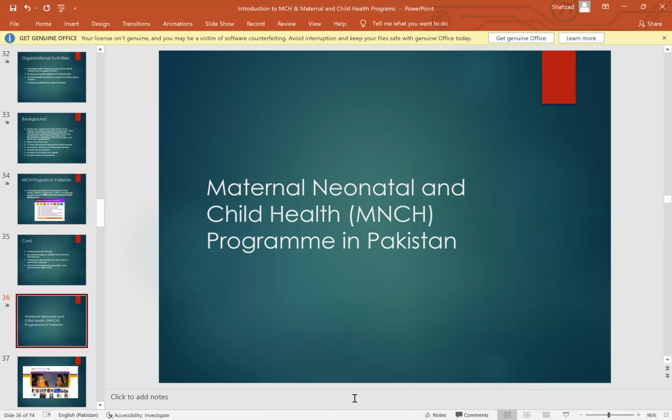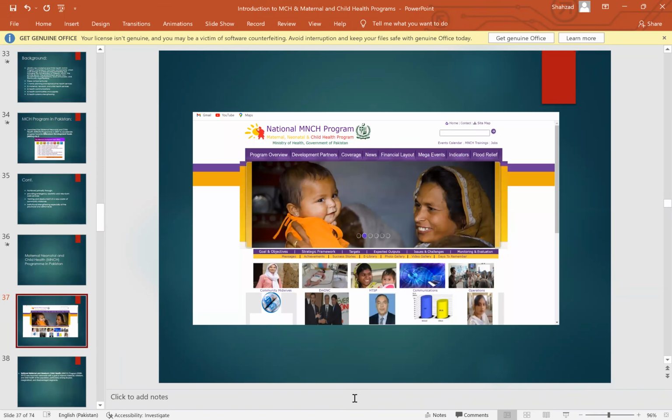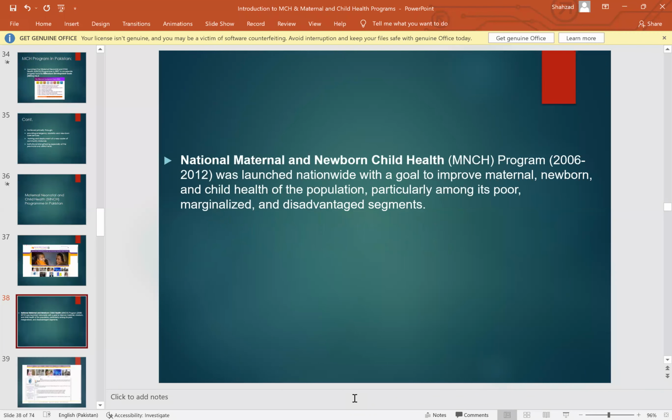Maternal, neonatal, and child health MNCH program in Pakistan. It is the National MCH program of Pakistan. This program, 2006 to 12, was launched nationwide with the goal to improve maternal, newborn, and child health of the population, particularly among its poor, marginalized, and disadvantaged segments.